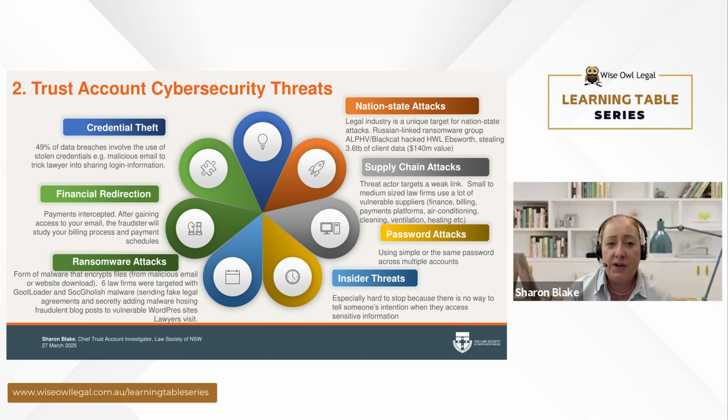Payment redirection. This is also known as business email compromise scams. This is where the scammer impersonates a business or its employee via email and requests an upcoming payment to be redirected to the fraudulent account. This is by far the most common threat to trust money.